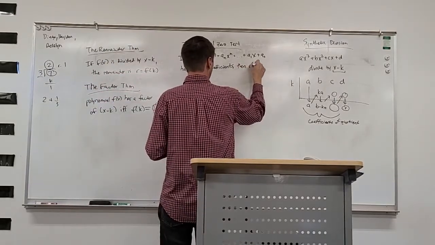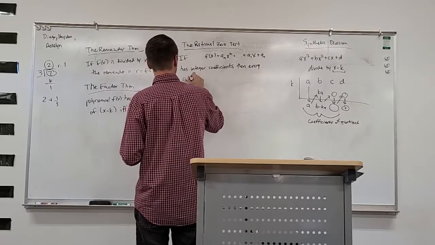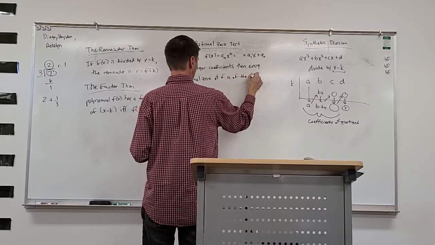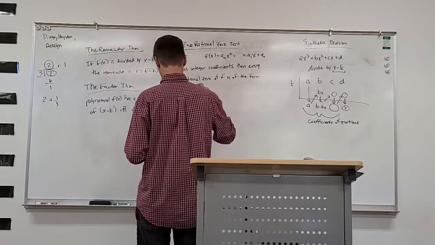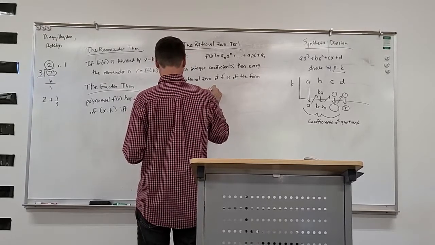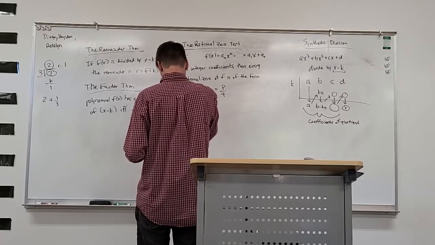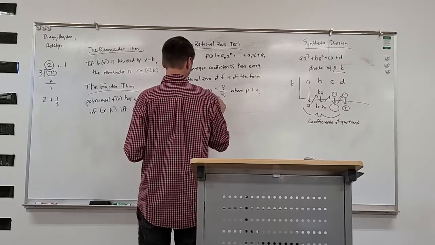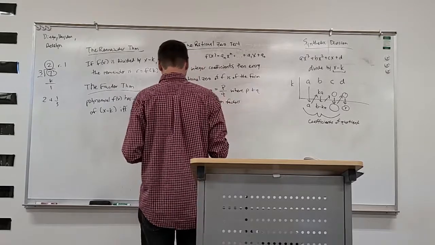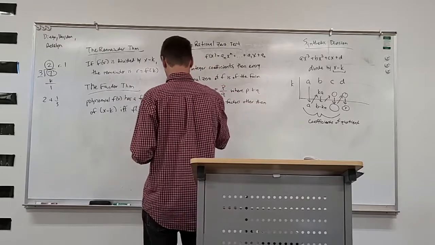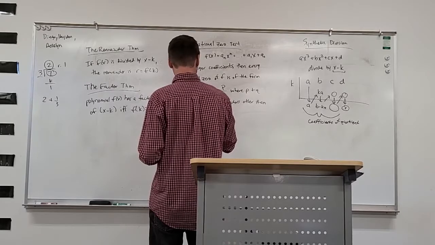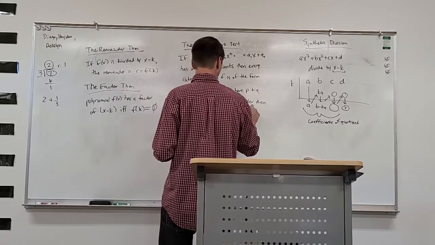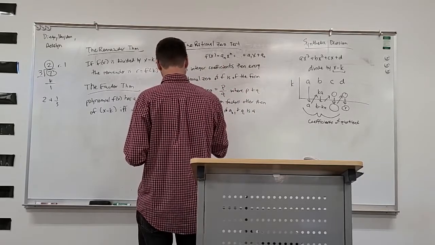Then every rational zero of f is of the form rational zero equals p over q, where p and q have no common factors other than 1, p is a factor of a subscript 0, and q is a factor of a subscript n.